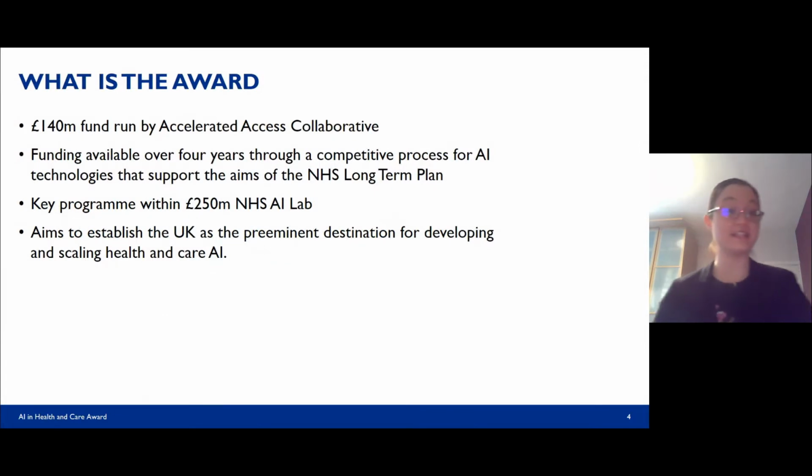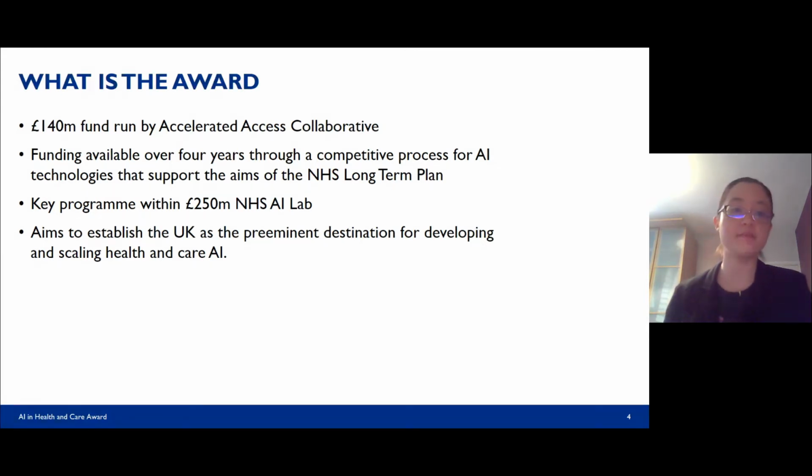So firstly, what is the AI Award? The AI in Health and Care Award is a £140 million fund that is operationally run by the Accelerated Access Collaborative at NHS England and Improvement. It provides funding available across 4 years for multiple competition rounds. And it's a programme that's part of the £250 million NHS AI Lab that Josh mentioned earlier.